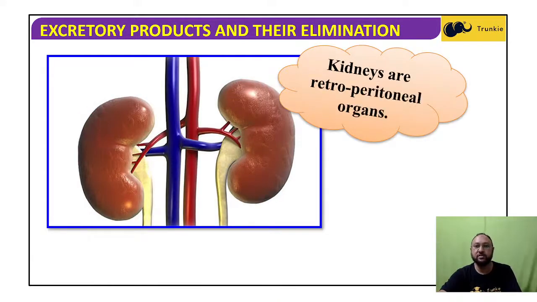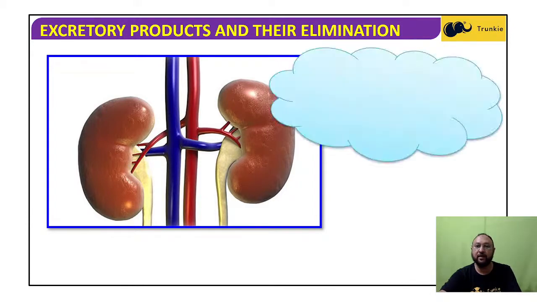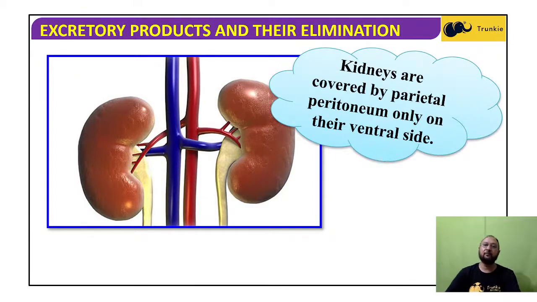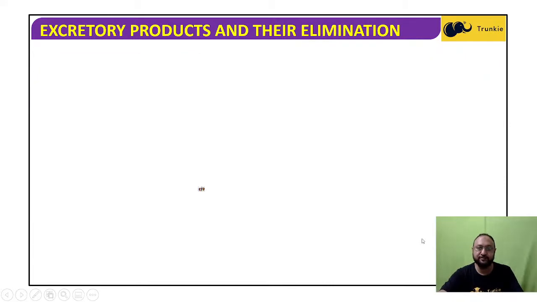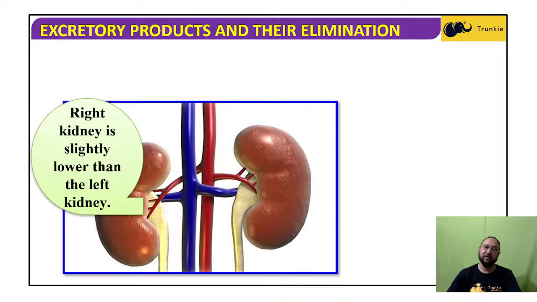Kidneys are retroperitoneal organs. Do you know why? Because kidneys are covered by the parietal peritoneum only on their ventral side, not on the dorsal side. The right kidney is slightly lower than the left kidney.